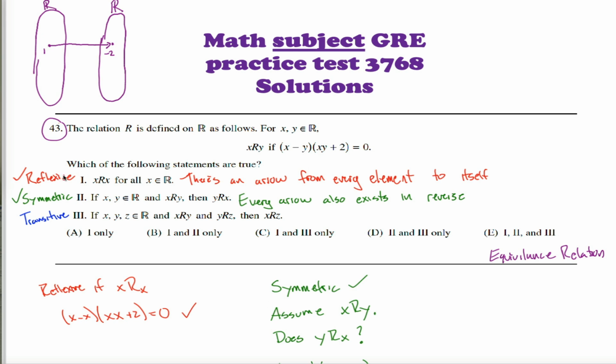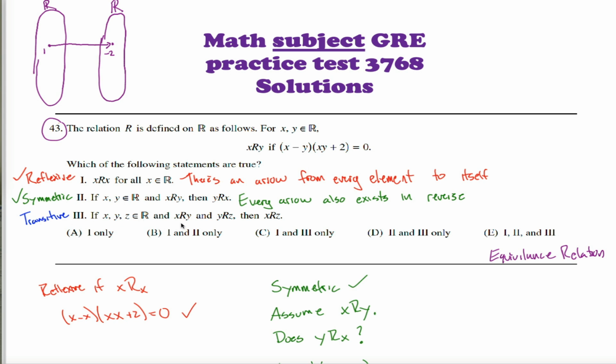Just like there's an idea of anti-reflexive and anti-symmetric, there's an idea of anti-transitive, and it's exactly what you would think. If there's an arrow from x to y and an arrow from y to z, then there can't possibly be an arrow from x to z in order for the relation to be anti-transitive. But that's not what we're talking about here. Here we're talking about transitive.